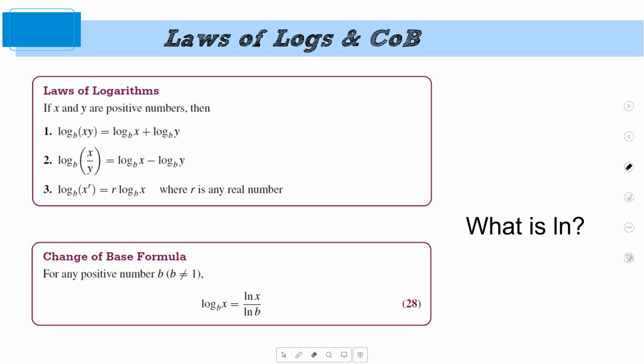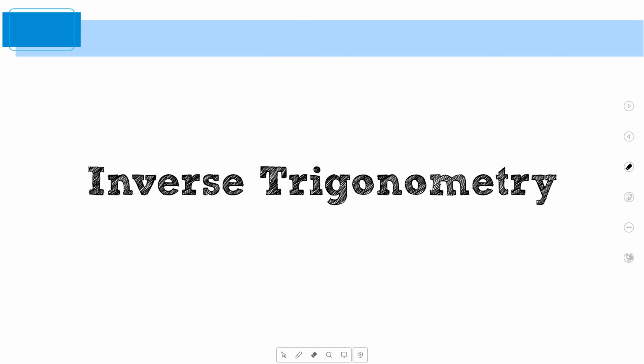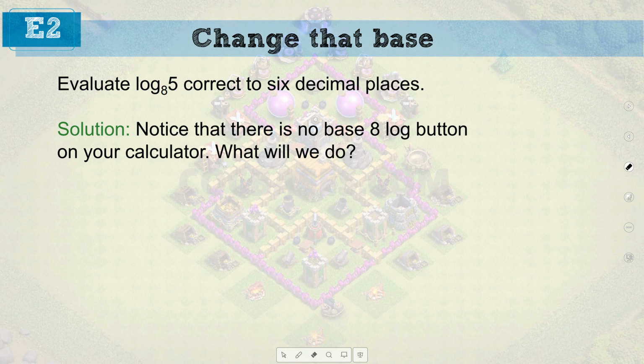More importantly right now, let's talk about the change of base form. Let's suppose you want to find the value of the log base 8 of 5. There is no log base 8 button on your calculator. How do you do it? You do a change of base problem. You have two choices actually. You can do log or you can do natural log.